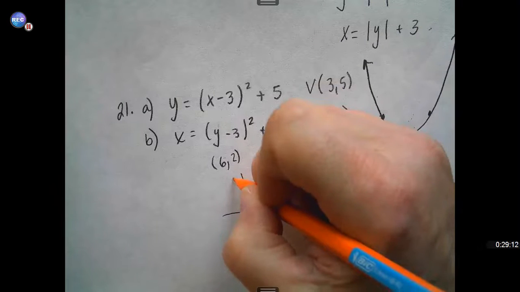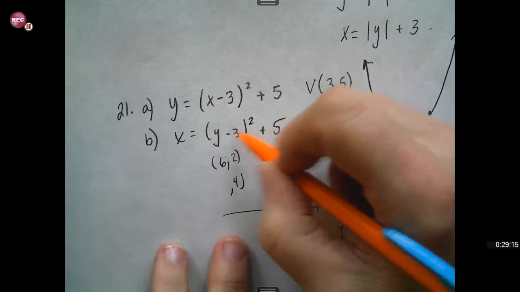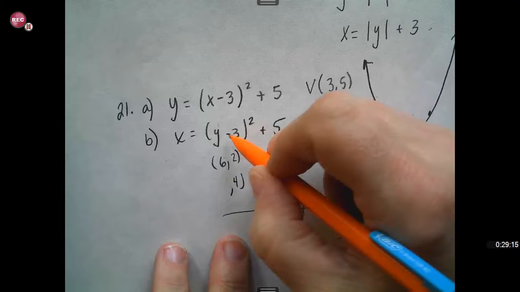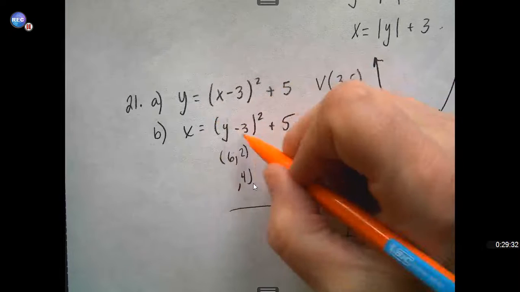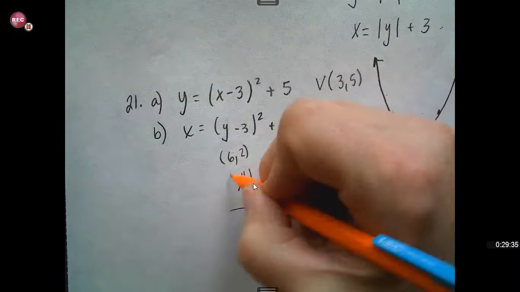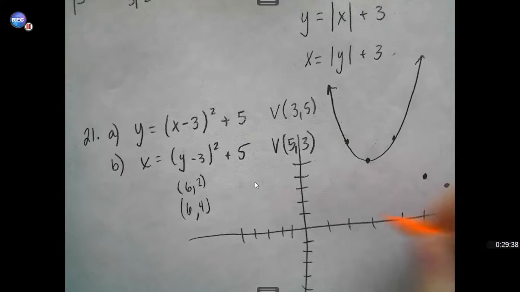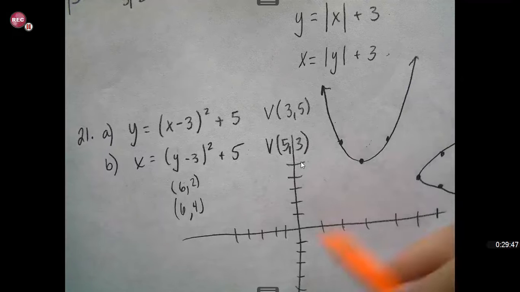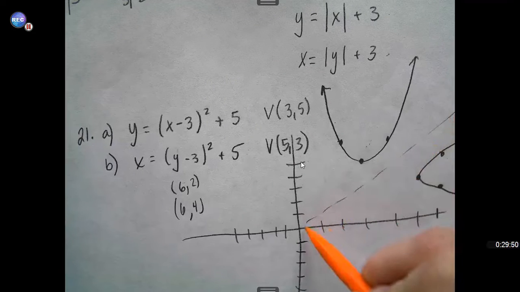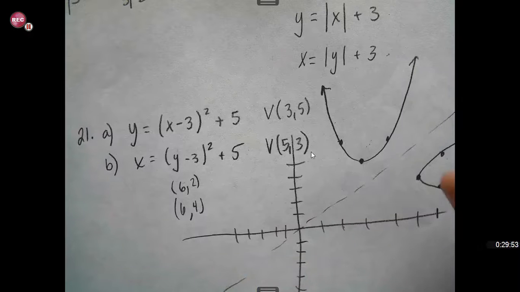So if I plug in 4 for y, I get 1, and 1 squared is 1, plus 5 is 6. So I also have a point at 6, 4, right in here. And there's that graph. And if we look at it, it looks to me like it's a reflection over the line y equals x.